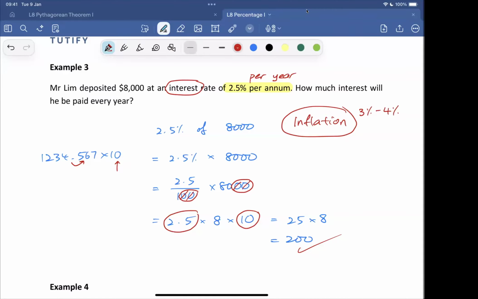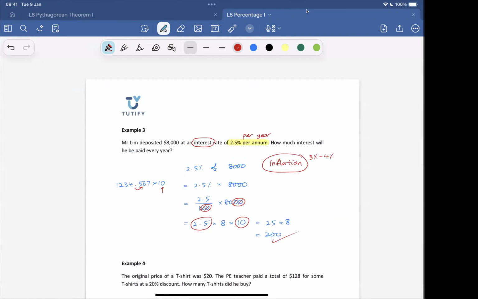A scam. There's no such thing as 20%. Anything more than 10 to 12%, you better think about it already. You better think, is he trying to scam me? You better think, is it true or is it false? Most of it is 7 to 10%, okay? Anything more than that, you better think that it's a scam. Don't fall for it, all right?